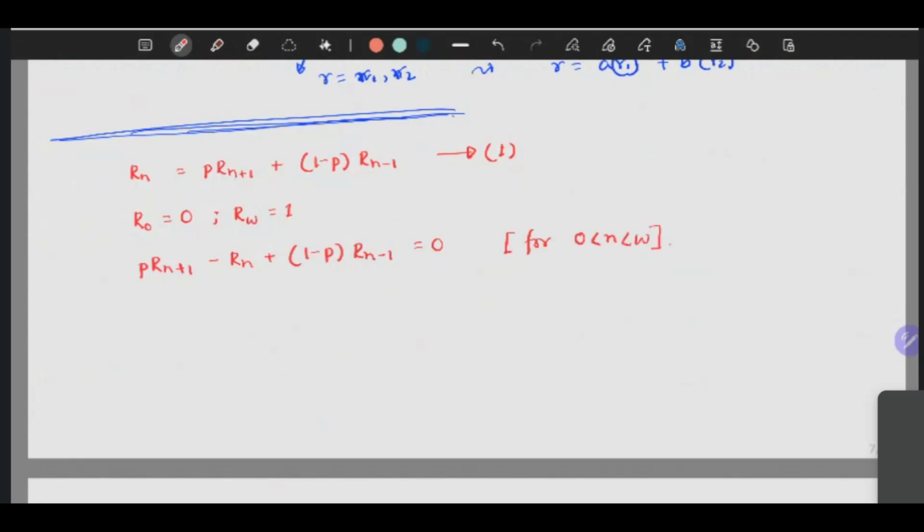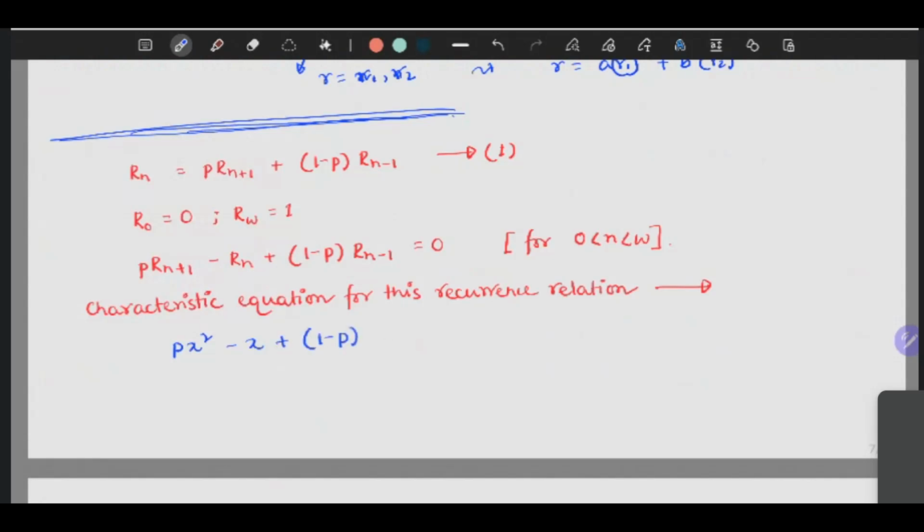Now you can write the characteristic equation for this recurrence relation, which will be, since it is 2 times more, px square minus x plus 1 minus p equals to 0.